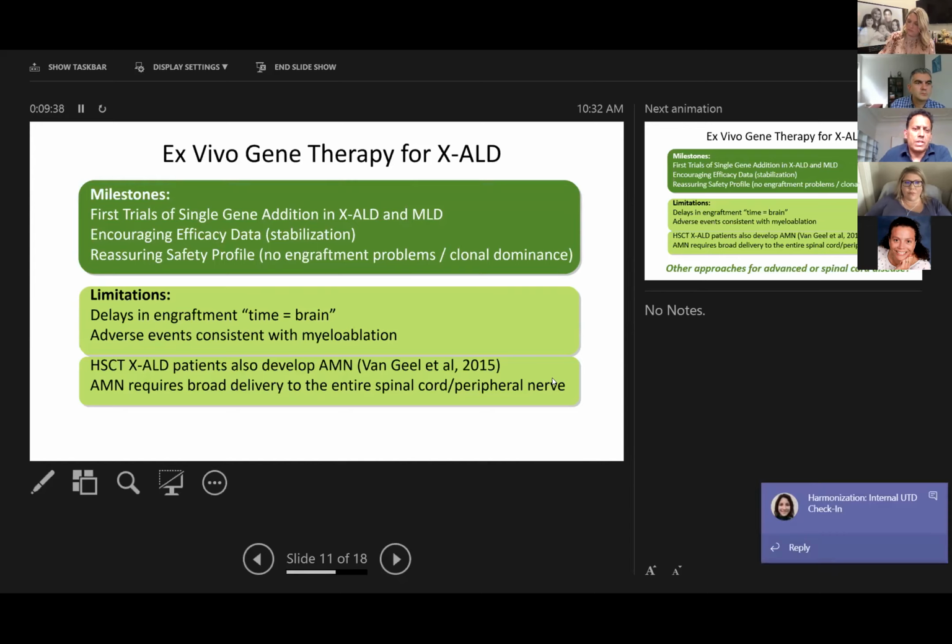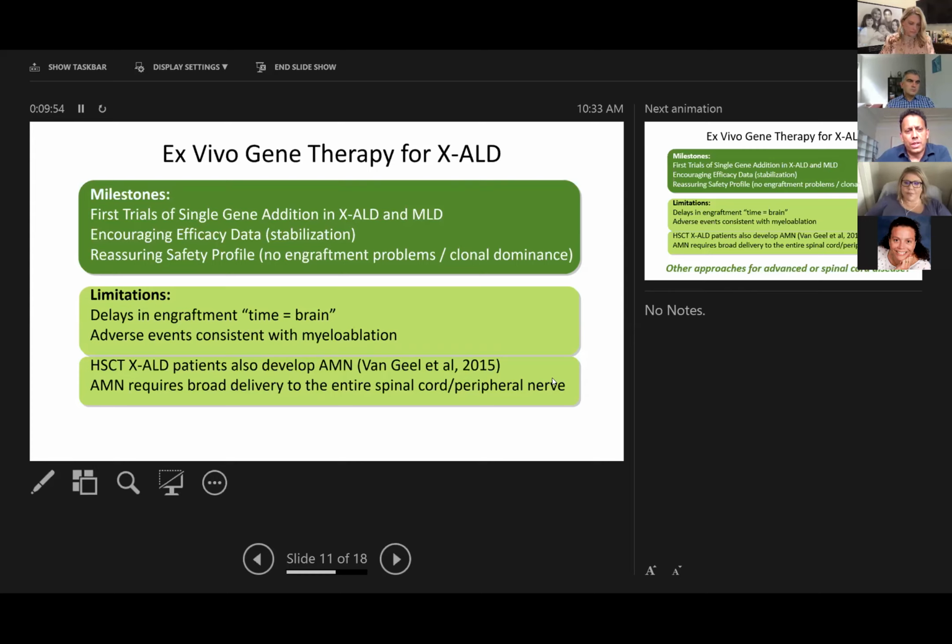However, we do take seriously those that have to do with myeloablation, so the kind of chemotherapy that leads to immune suppression causes some transient infections and fevers. We have to monitor for that. But we're mostly concerned that some patients might go on to still develop spinal cord disease.